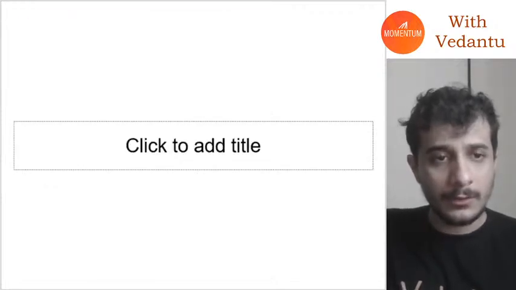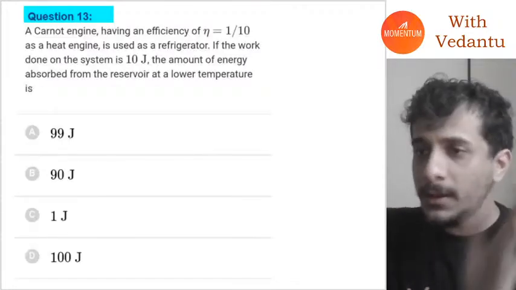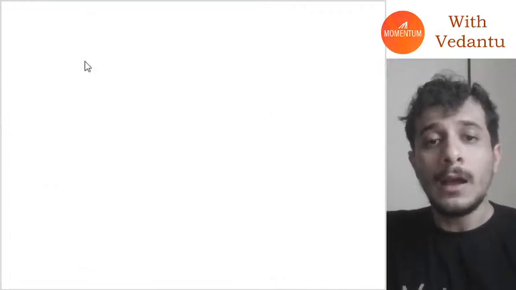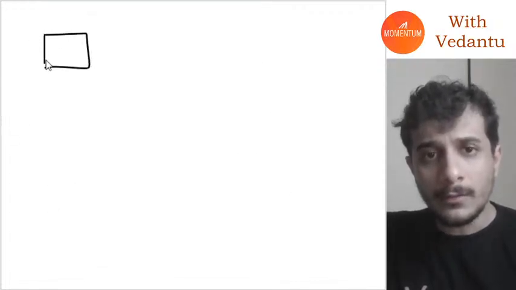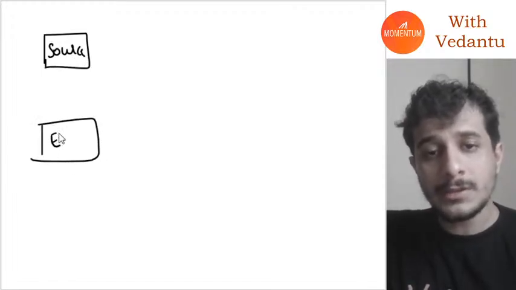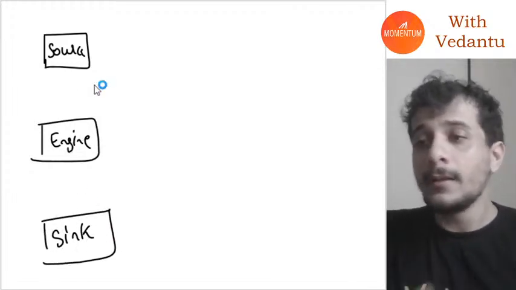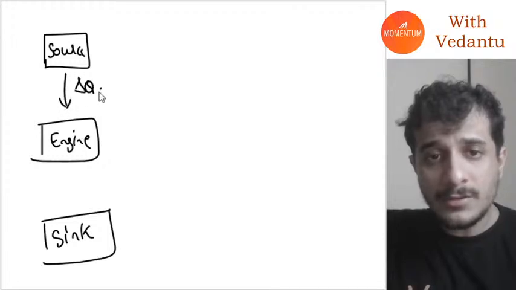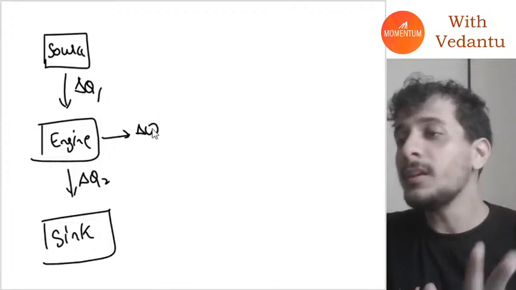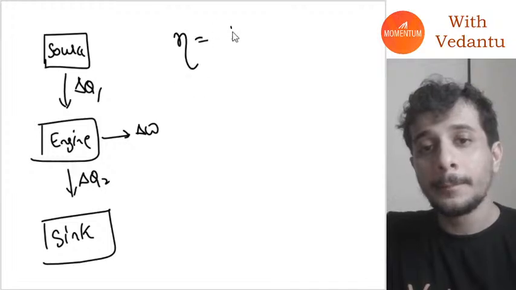So guys, what is happening here? First of all, I will go to a new slide and change its layout to blank. What exactly is happening here? I have a Carnot engine which has an efficiency of 1 by 10. So let's make a Carnot engine here. This is the first block, the heat source, the engine and the sink. Now when this is working as an engine, its efficiency is equal to 1 by 10.